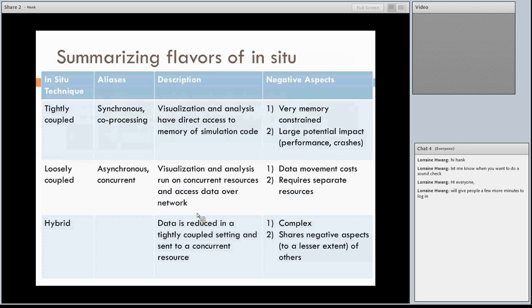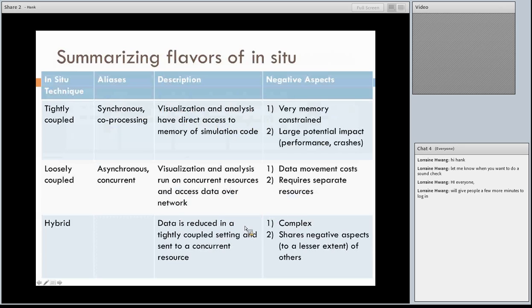And so here are these three techniques again, and they all have negative aspects. If you run as part of the simulation code, you're memory constrained. Of course, it's very scary to me to think that the routines that I write, if they crash, they'll crash the overall simulation. But the loosely coupled one, the one where my visualization code runs on separate resources, well, there's data movement costs there, and you have to allocate resources for me.